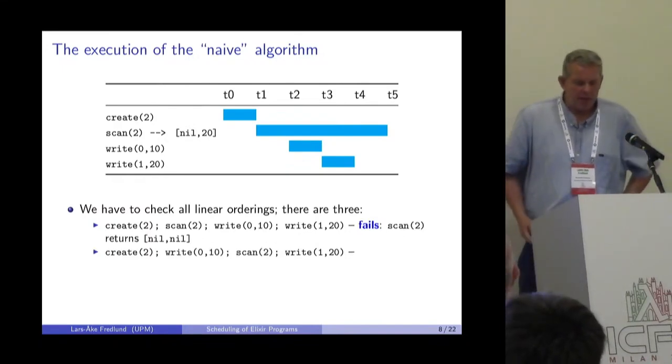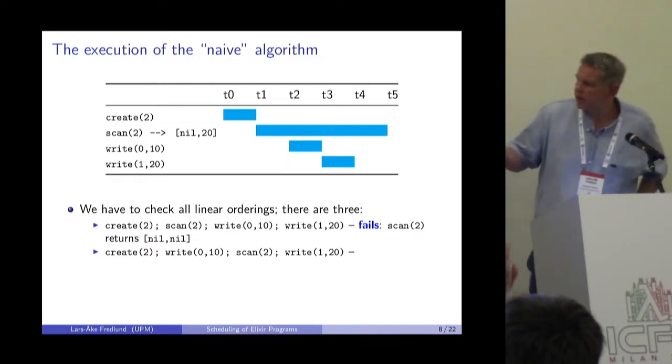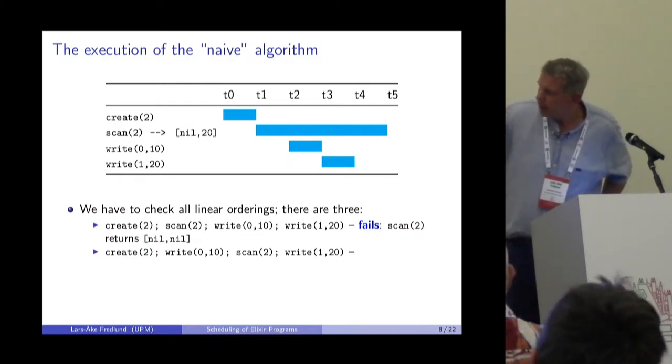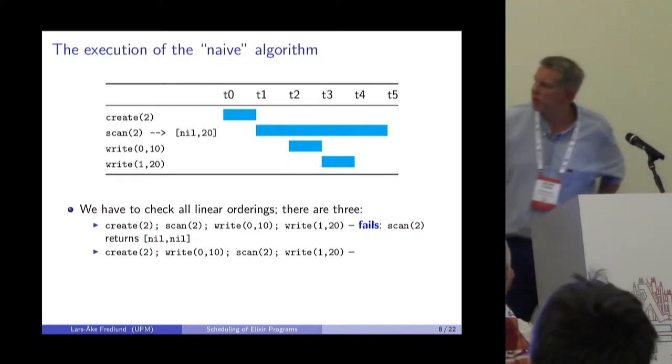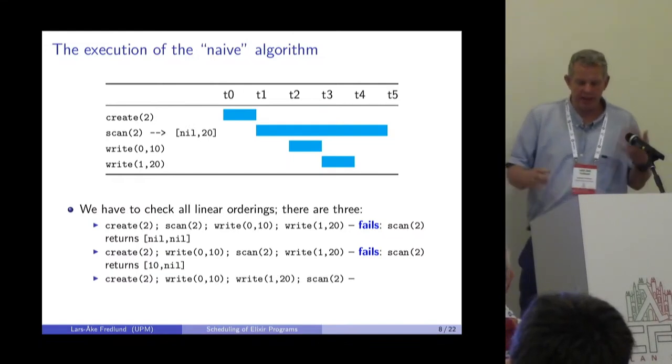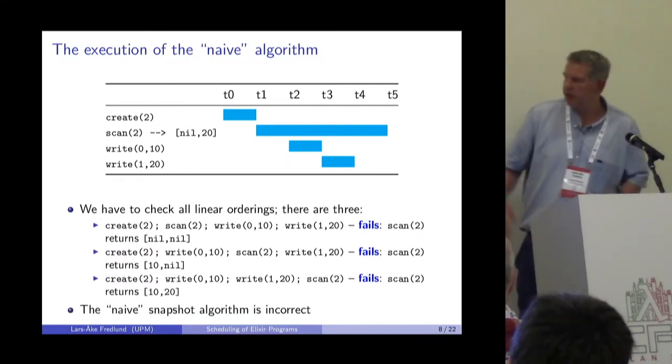The second one, well, we write 0 10 first. Well, and then we do a scan. Well, what will the scan return? It returns the first position has 10, the second one nil still. So it's not a good explanation because we return nil 20 there. No, it doesn't work. And likewise, the third one also fails because we are going to return 10 20.